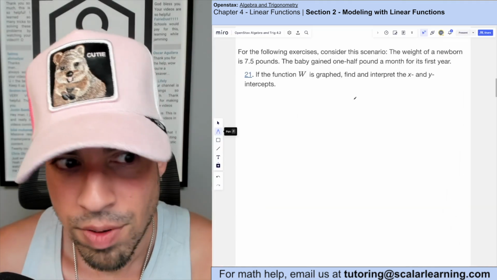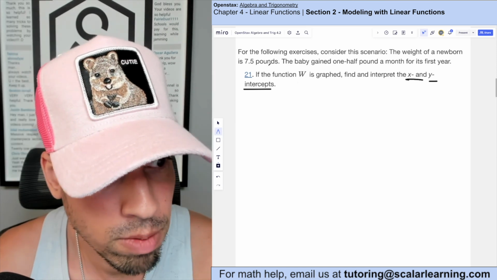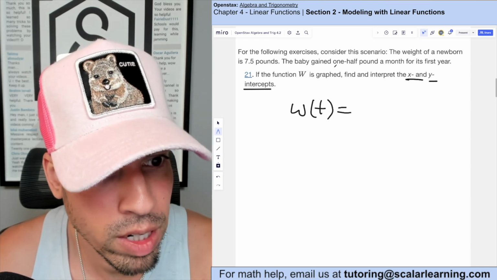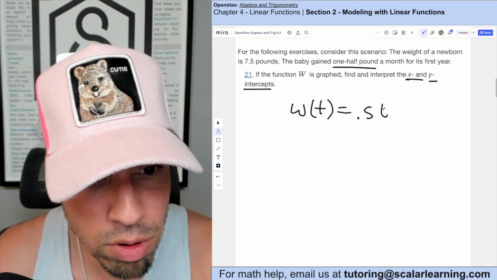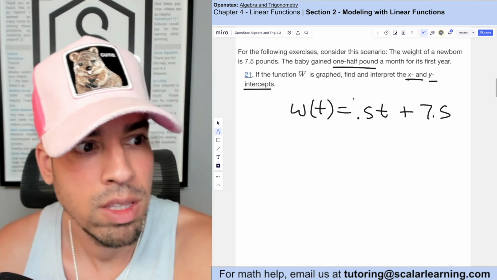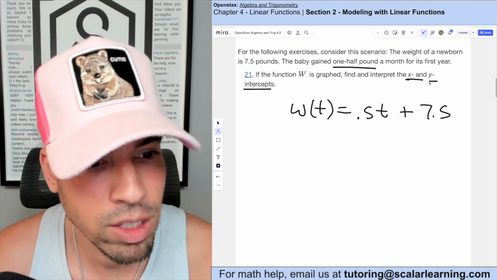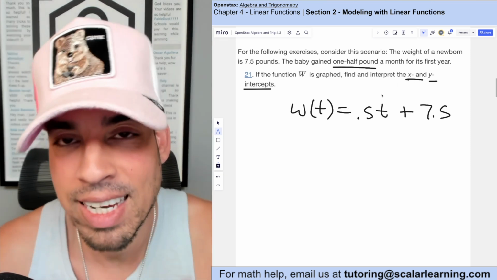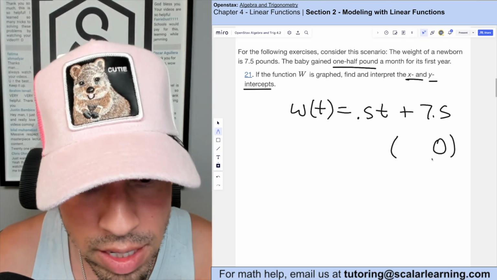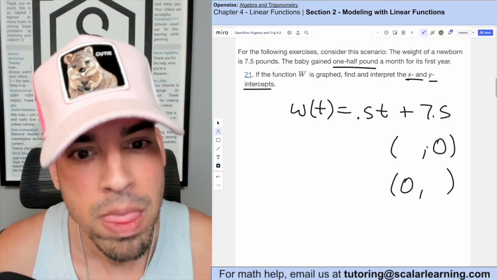Boom, done. If the function W is graphed, find and interpret the x and y-intercept. So first I'm going to pull back the function from the previous question, which is W of t equals, and again, they give us the rate of change, 1/2 pound per month, and that nice y-intercept of 7.5. Now, this original function we had created was with W and t. So when they say x and y intercepts, in this context, we're talking about t and W intercepts, okay? Basically, the x-intercept is when y equals 0, and the y-intercept is when x equals 0, again, in this case, t.